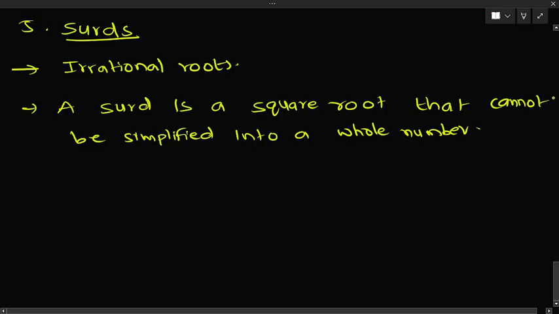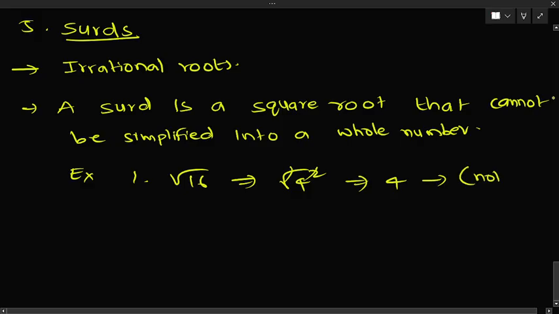For example, let us give you two examples. Example 1: here I consider root 16. It is a root value, so maybe it is an irrational number. Let us check. Root 16 can be written as root 4 square, and the square root and square cancel, we get 4. This 4 is a whole number, so it is not a surd. Surds are nothing but irrational roots.